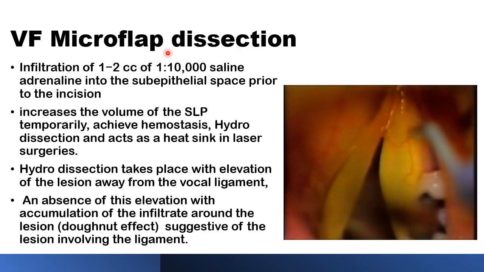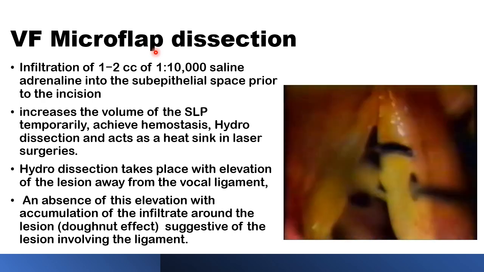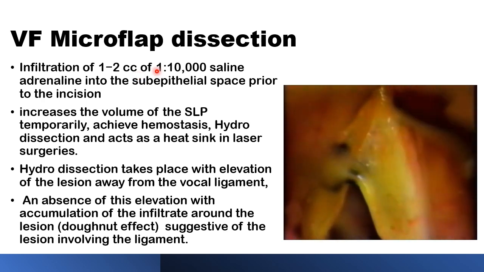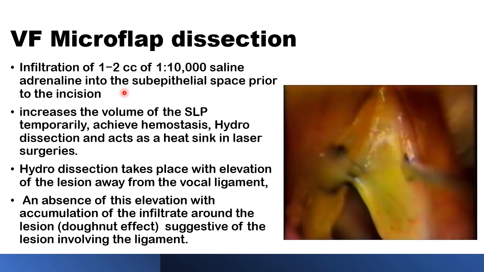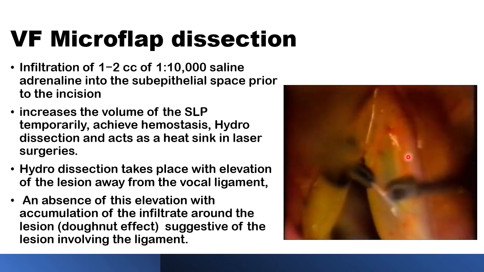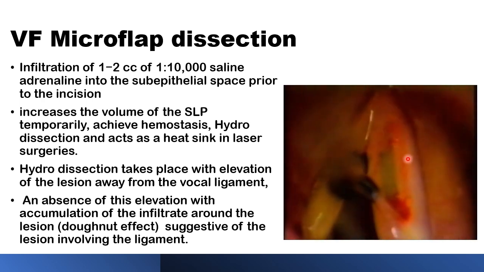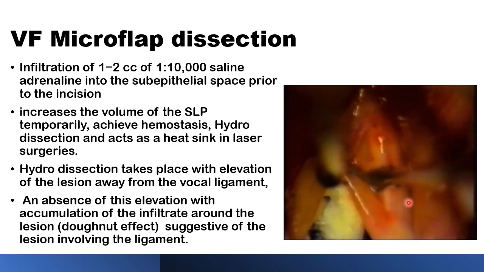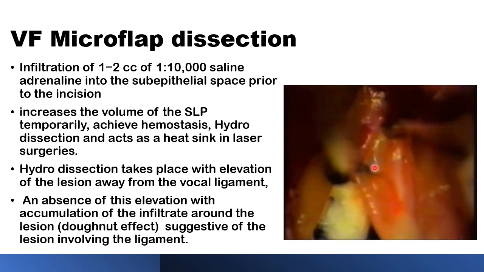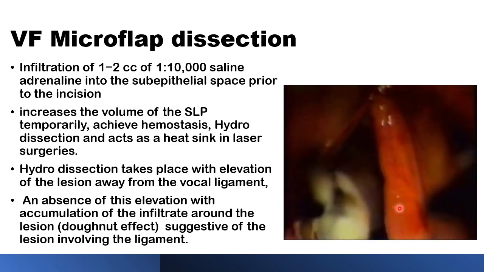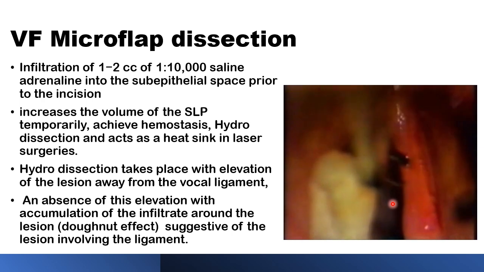The dissection of a vocal fold microflap would start with infiltration of the Reinke's space with 1 or 2 milliliters of 1 in 10,000 saline adrenaline mixture into this subepithelial space prior to any incision. A lateral incision can then be carried out using laser or sharp instruments to enter into the Reinke's space, the superficial part of the lamina propria. And then blunt dissection would be helpful to lift the epithelial cover together with an adjoining small part of the superficial layer of the lamina propria, forming the microflap.